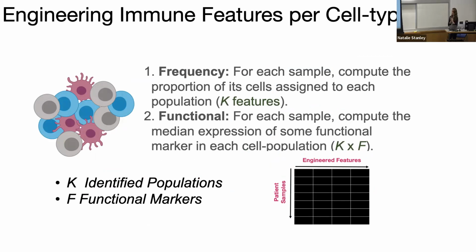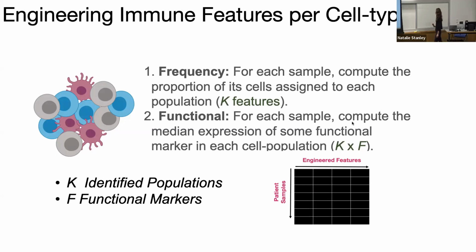The first is frequency features, where for every cell population, we just count the number of cells that a particular patient has in each of the cell types. So if you have K cell types that you identified, or K clusters, this results in K features. We can also engineer functional features. These are readouts of signaling activities or transcription factor expression in particular immune cell types. And we define those also for every different cell type. So we have K cell types. This gives us K times F total features.